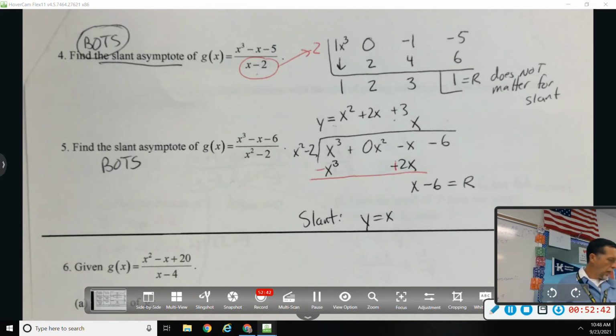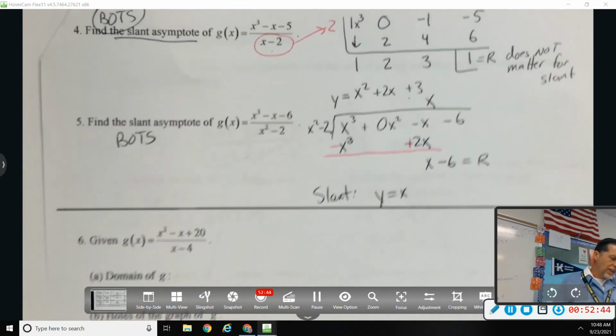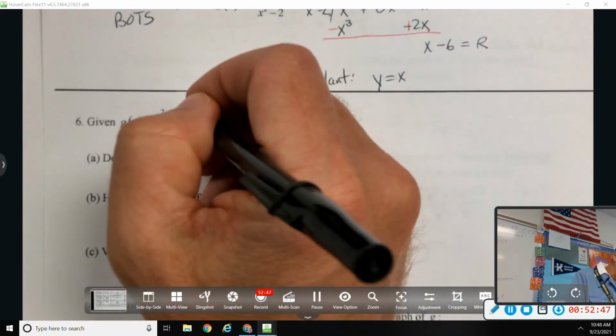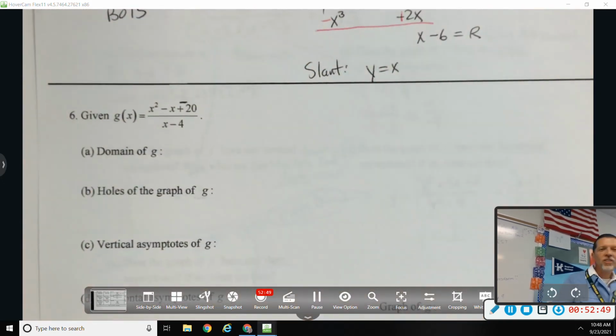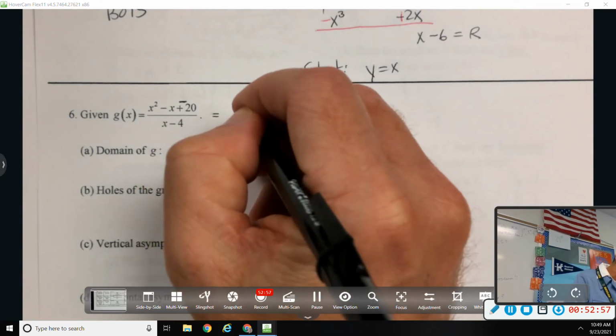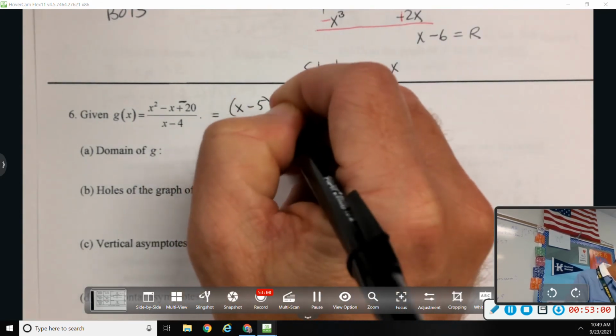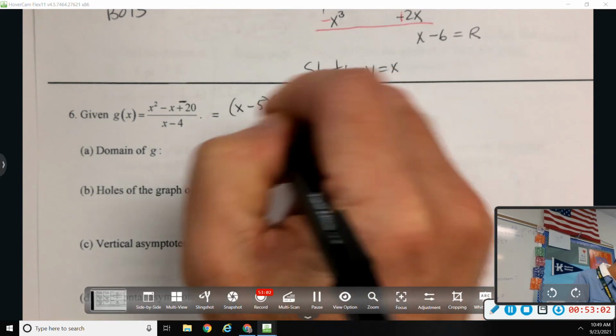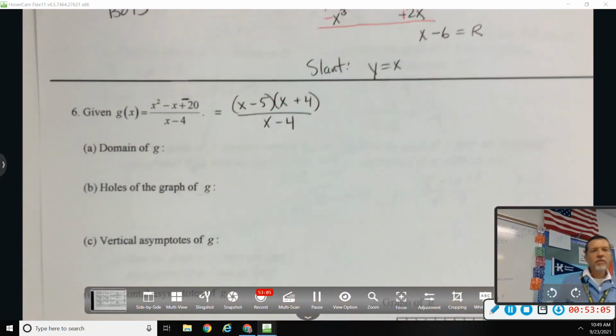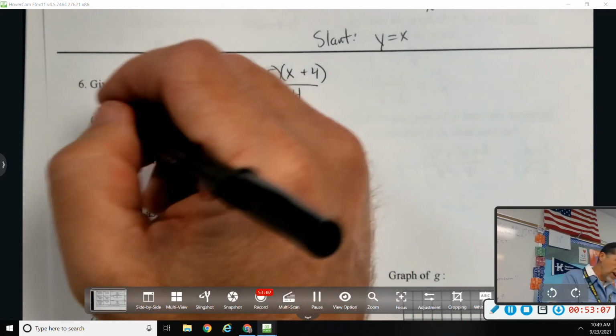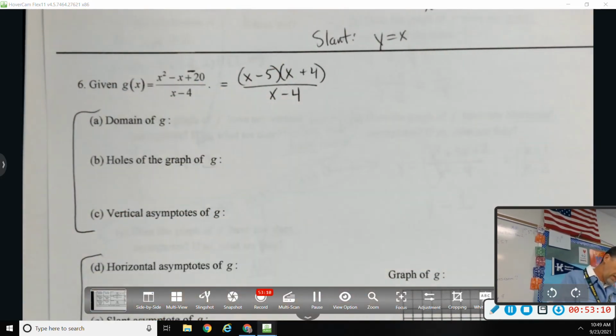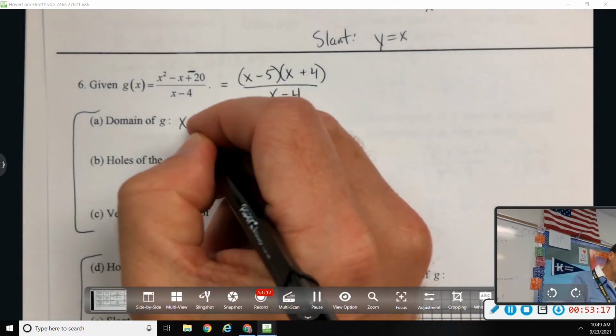All right, let's see if we can quickly go through number 6 here, because it's going to have a slant. First thing, though, is change that to minus 20, or else it won't work right. All right, so we factor it. We're going to race through this one in the interest of time. But we're good at this now. What's the domain of that thing? Not 4. Not 4. Yep. Not 4. No holes. Nothing canceled.